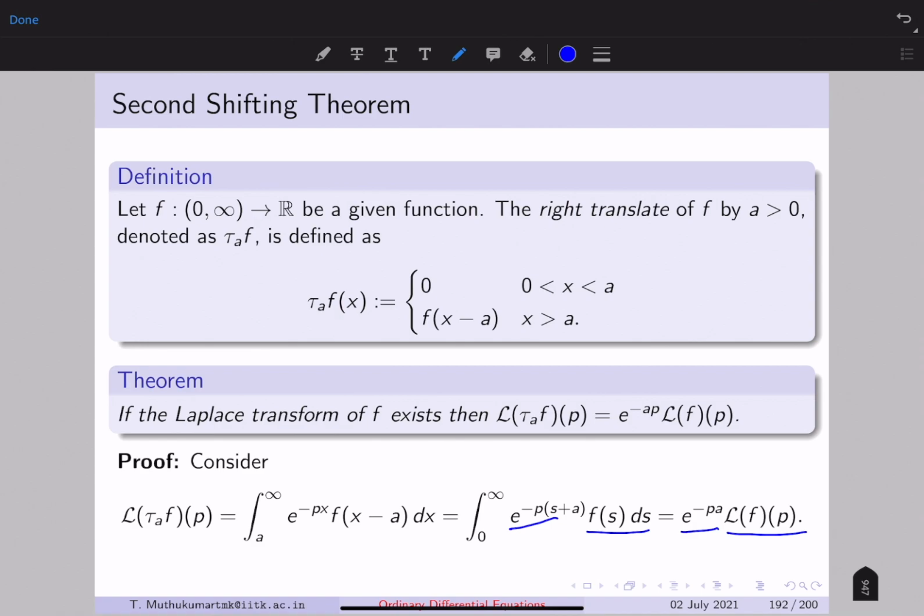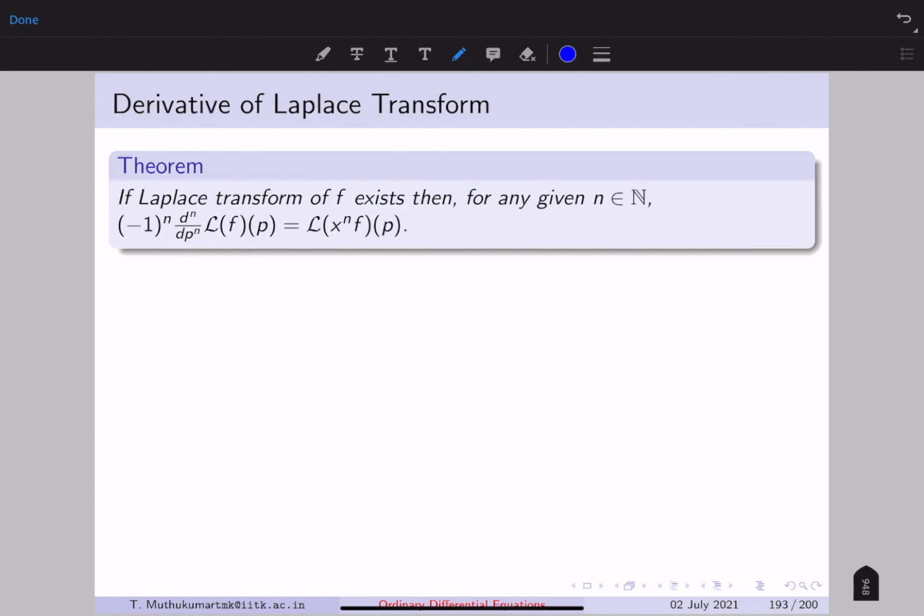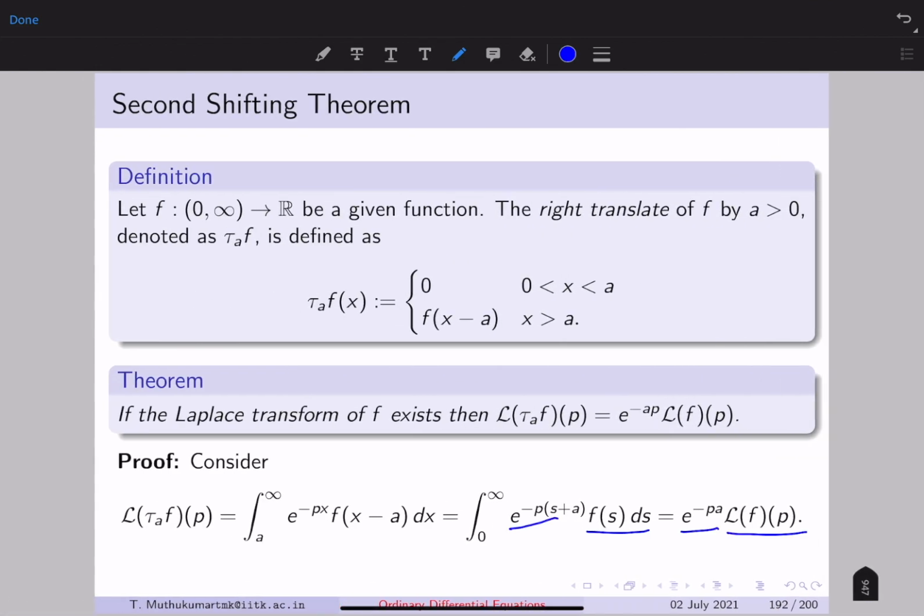So this is the second shifting theorem. So basically both the shifting theorems are telling you about what happens when you multiply by an exponential to the function or to the Laplace transform of the function. All these properties of Laplace transform can be used to compute the Laplace transform of complicated functions when you want.